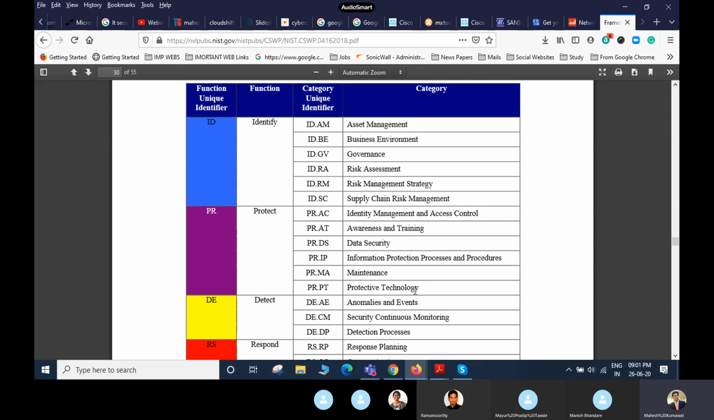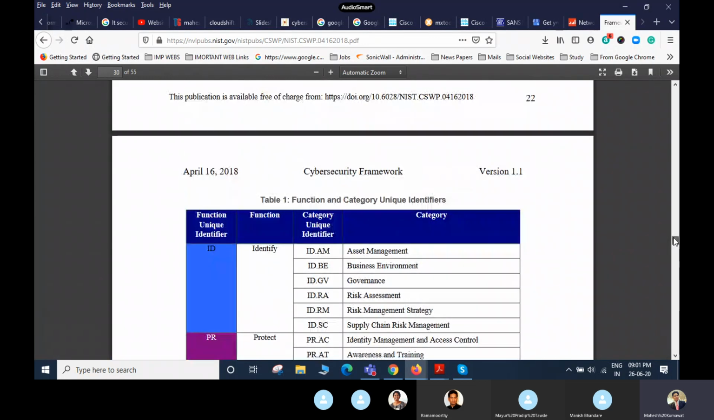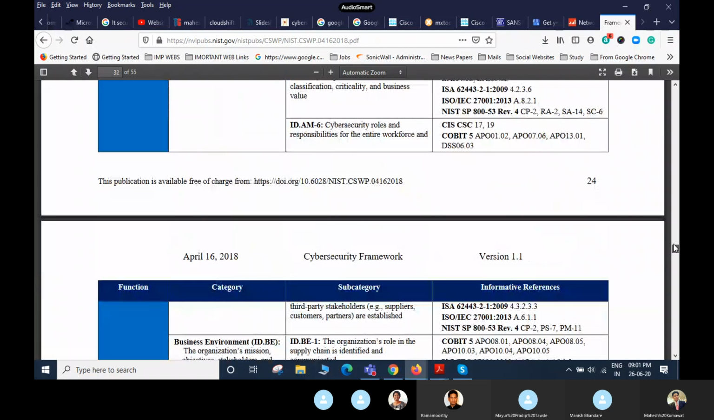Maintenance, protective technology, event security, continuous monitoring, detection processes, response planning. So we are talking about this right now. This is all about how you are going to function as a category of unique identifiers. And this is the thing I'm trying to tell you.